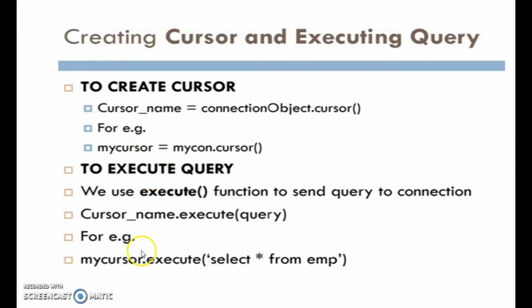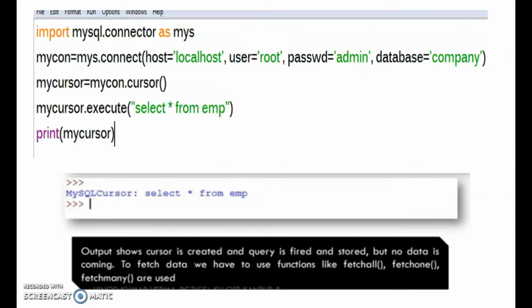After that you can execute the query by using execute: cursor name dot execute. Execute is the function to execute the query. For example, my cursor is a cursor object, so my cursor dot execute select star from EMP. EMP is the name of our table, so select star from EMP means that it will select all the records.